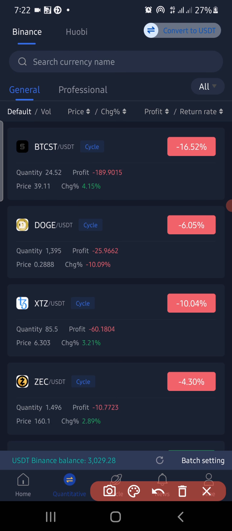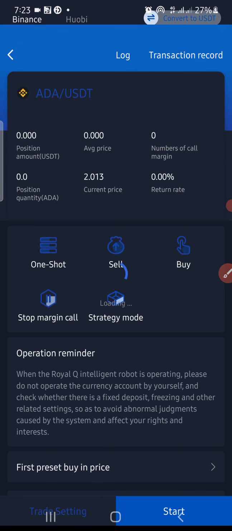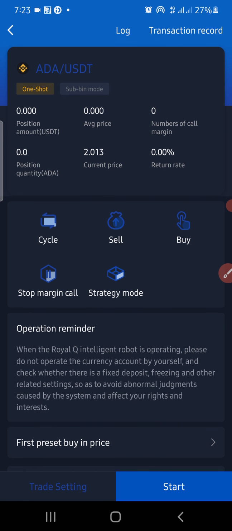So let me show you how to trade, how to set your robot for trading. So first of all, you choose the coin that you want to trade by entering the name here in the search button here. Once you enter the name of the coin you want to trade, let's say I want to trade ADA, I click on ADA. So once I click on ADA, it will bring a dashboard for me. In the dashboard, there are some basic features that you need to know.